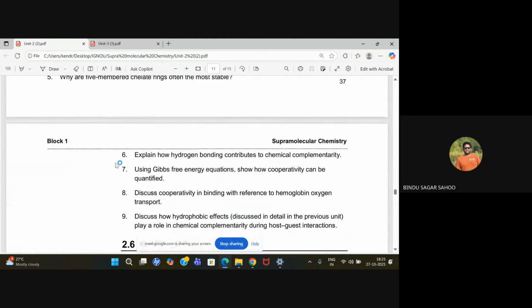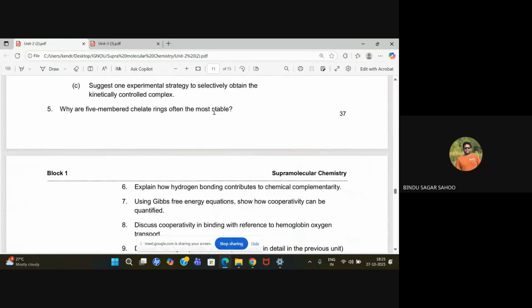Why are five-membered chelate rings most stable? I already mentioned here. In five-membered rings there will be very little strain, and the flexibility is also very little. When you are comparing the stability of chelate rings, you should check the strain of the ring and the flexibility of the ring. If the strain is more, the stability is less. If the flexibility is more, the stability is also less. So we need to check in which complex both the strain and the flexibility are minimal. In a five-membered ring, the strain is minimal and the flexibility is also minimal.